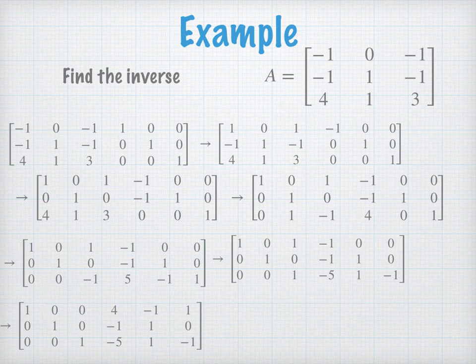Now at this point, we see that we have the identity matrix there on the left-hand side. My first 3 columns are the identity matrix. That means the next 3 columns make up the inverse of A. So the inverse of A then is 4, negative 1, 1 for my first row, negative 1, 1, 0 for my second row, and negative 5, 1, negative 1 for my third row. And that is the inverse matrix.